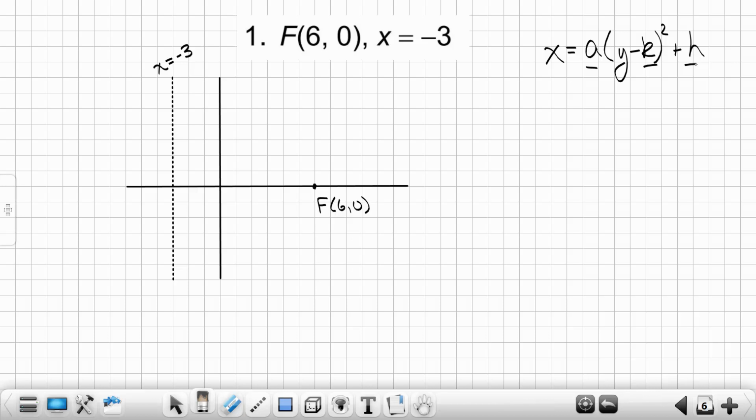So if I get the vertex, I have 2 out of 3 of my variables. Let's get the vertex. It's the easiest thing in the world to get if I've got the focus and the directrix. Where is the focus and the directrix?